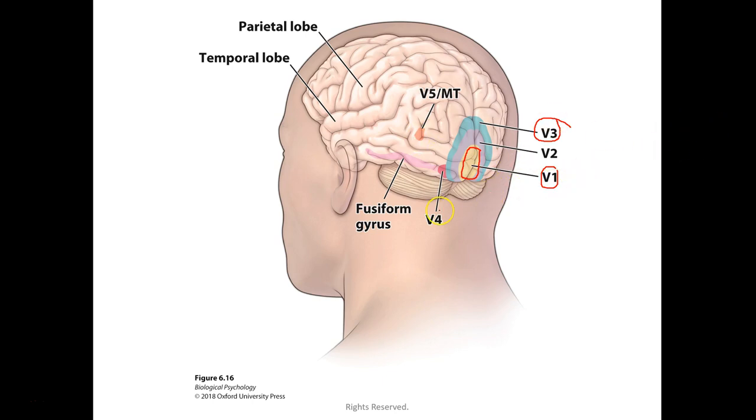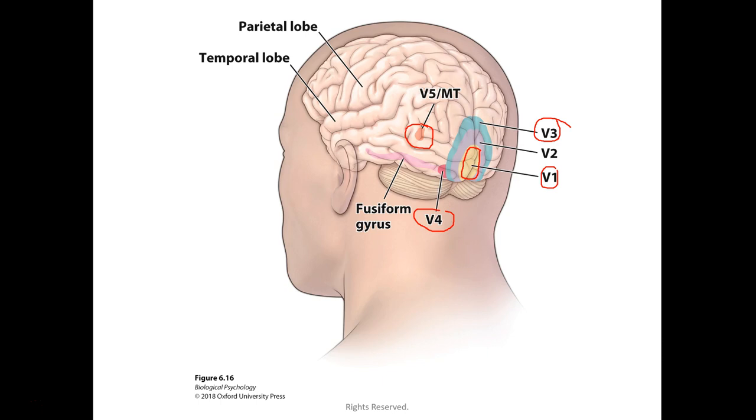Cells in V4, shown here, facilitate our ability to identify objects as well as color perception. So information from the simple and complex cells gets sent to V4, which allows us to see whole objects and determine what they are. V5, also known as MT, contributes to the perception of motion.